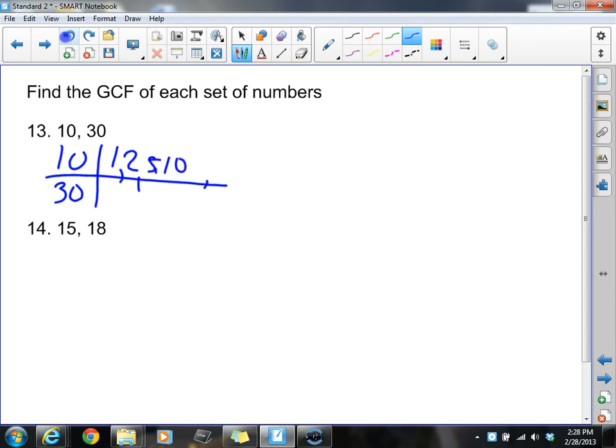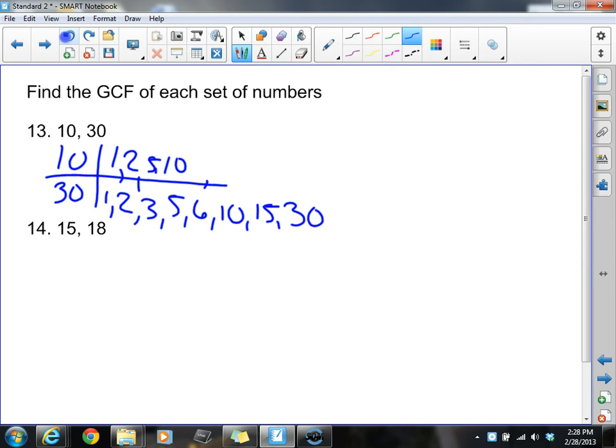Now let's do 30. With 30, my factors are going to be a little more. So I have 1 and 30, 2 and 15, 3 and 10, 5 and 6. I'll rewrite these: 1, 2, 3, 5, 6, 10, 15, and 30. So I've listed out my factors of 10 and 30.